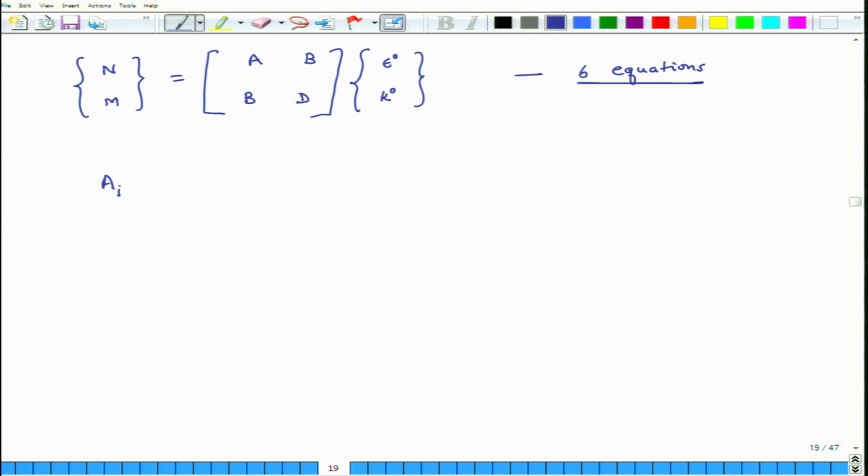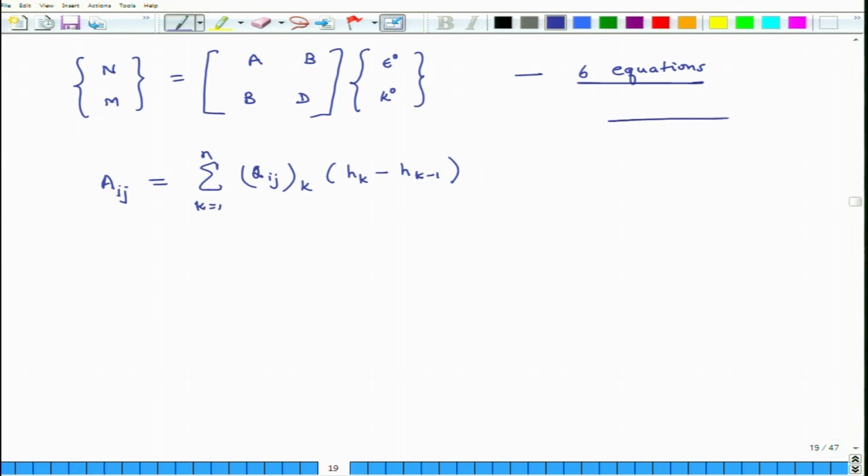First we will look at Aij, which is the ij element of the A matrix. This was defined as Qij bar for the kth layer times hk, which is the coordinate of the bottom portion of that layer, minus hk minus 1, and we do this summation from the first layer to all the n layers.